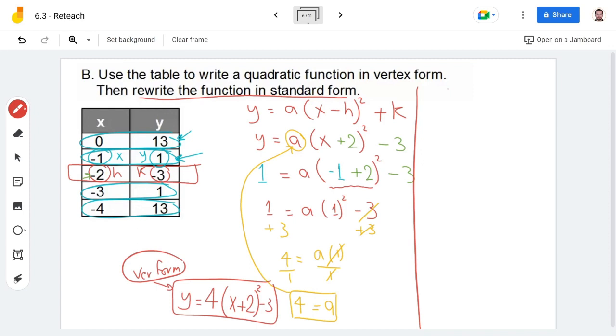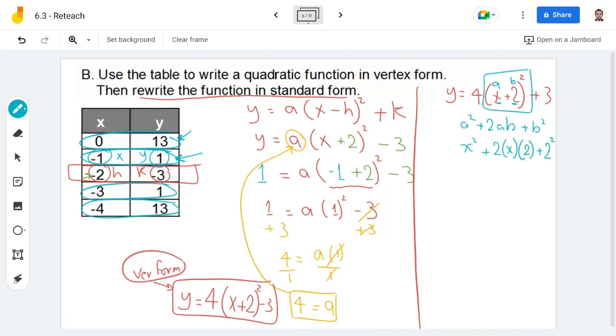So now we take the vertex form, y is equal to 4(x plus 2) to the power of 2 plus 3. We do the same step we did in the previous slide, so we need to expand this one. So this one is a, this one is b. Now let's write the formula: a squared plus 2ab plus b squared. So it will be x squared plus 2 times x times 2 plus 2 squared. Simplify it: x squared plus 4x plus 4. So now you have this formula.